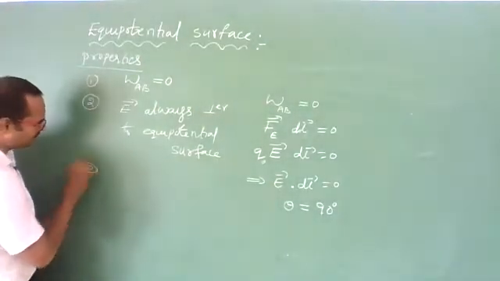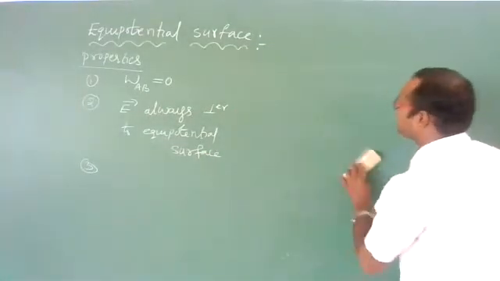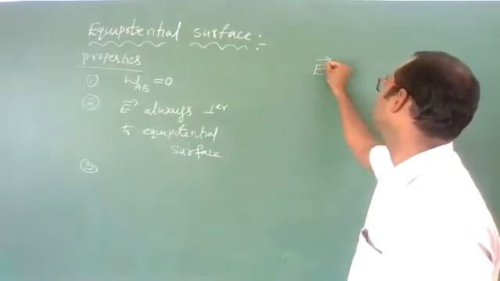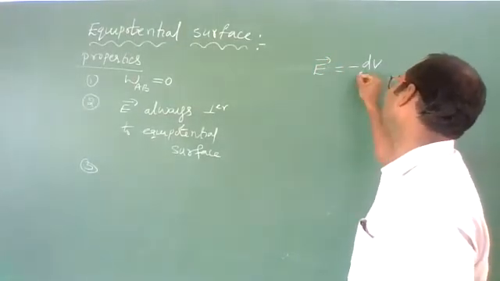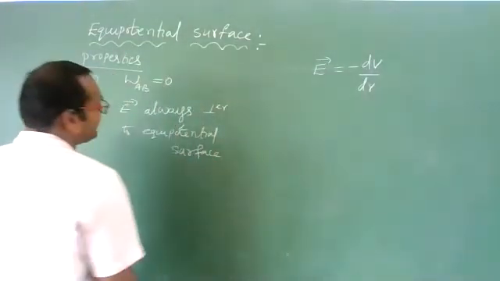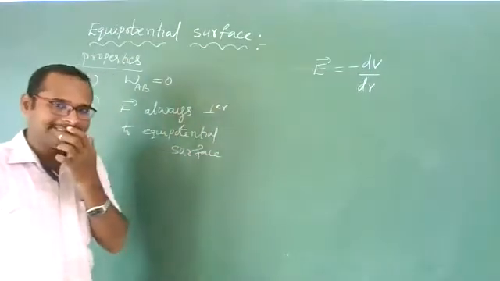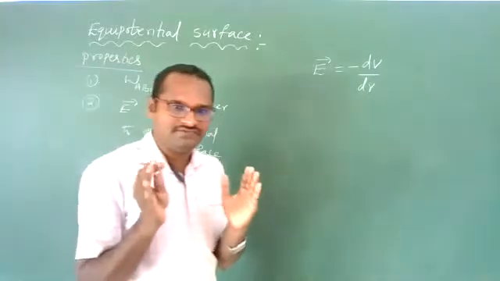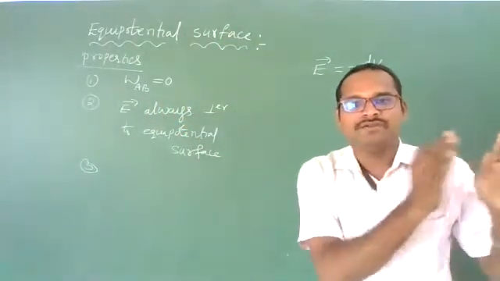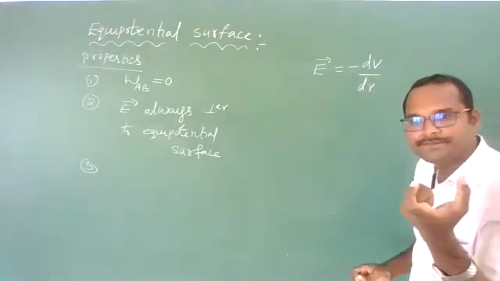Next, the third property. See students, in a previous class we derived one important formula, that electric field is equal to negative of potential gradient. Clear? Yes, this is a very important formula. Electric field is equal to negative of potential gradient. Now if you consider an equipotential surface, the potential at each and every point should be equal, so the potential difference, dV, is also equal.